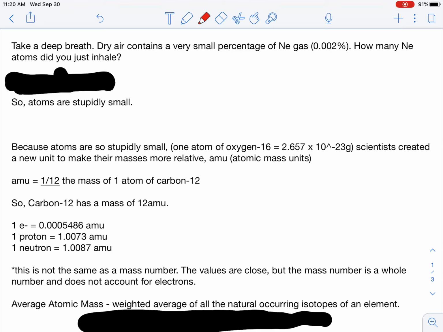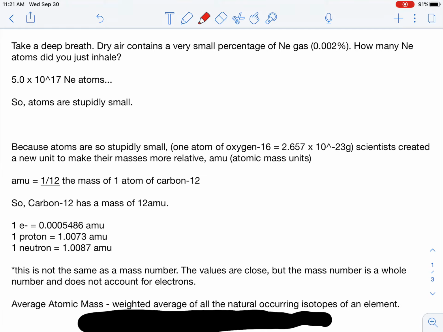Whew, good breath. You just breathed in some neon gas. How much did you breathe in? 0.002% of the stuff you just breathed in is neon gas. So how many atoms does that relate to? Believe it or not, a lot. 5 times 10 to the 17th neon atoms. That's an insanely large number. So even though it composes a very small amount of how much you just breathed in, you breathed in a lot of them. The result, atoms are stupidly small.